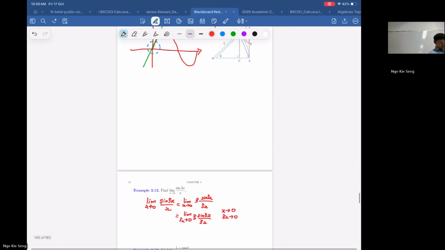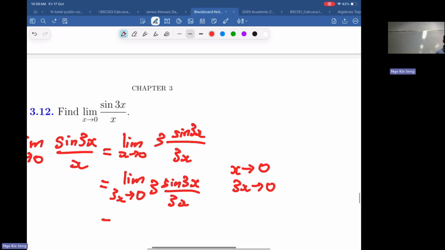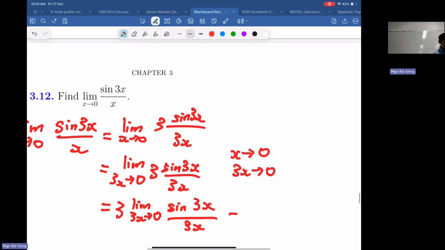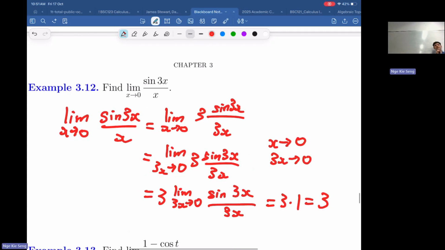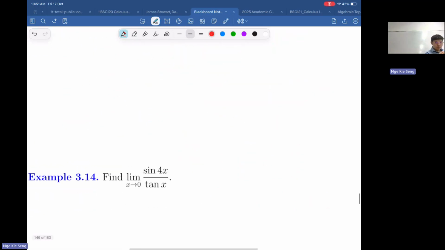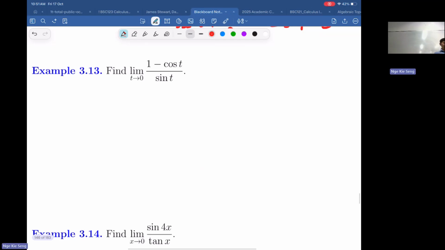In this case, since we know that the limit of sine 3x over 3x exists when 3x goes to 0, which is just 1, we can pull the scalar out, then we get 3. Happy? Any questions? No? Okay, so this is a variant of the special trigonometric limits. Should we do one more? Let's do one more. How about this one?